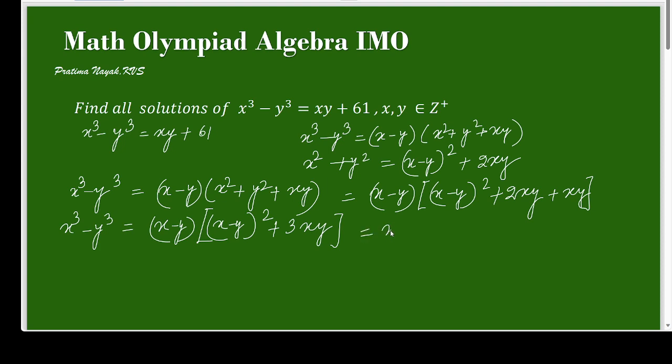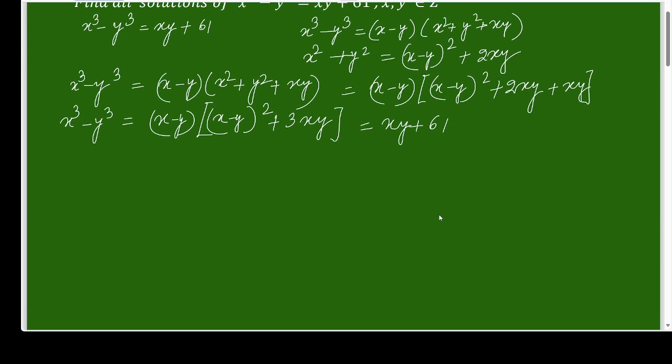This is given to be equal to xy plus 61. Now I am getting an equation: x minus y times x minus y whole square plus 3 times xy, minus xy is equal to 61.